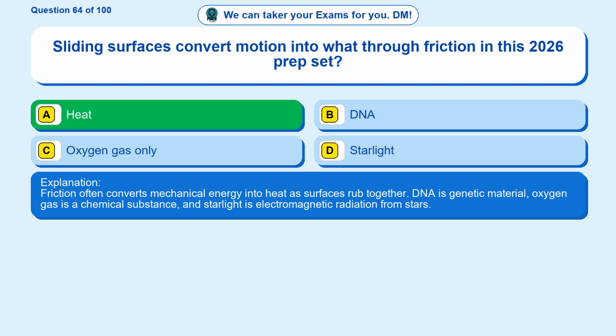Friction often converts mechanical energy into heat as surfaces rub together. DNA is genetic material, oxygen gas is a chemical substance, and starlight is electromagnetic radiation from stars.